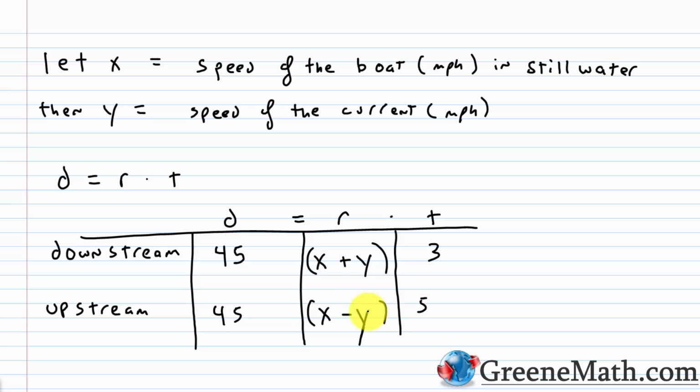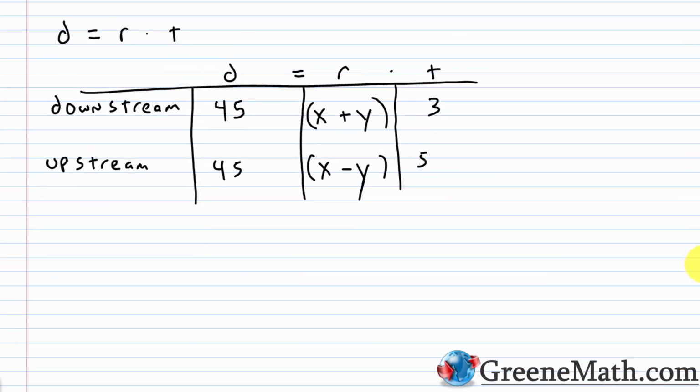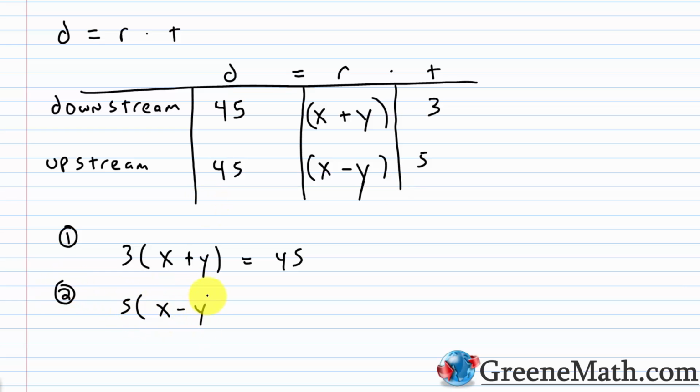Now, I have a linear system in 2 variables if I look at my little table. Again, distance is equal to rate of speed times time. So for downstream, I have this. Let's label this equation 1: 3 times the quantity x plus y is equal to 45. For equation 2, I would have 5 times the quantity x minus y is equal to 45. Now, for this system, it's going to be really easy to use substitution. Inside the parentheses, you have plus y and minus y.